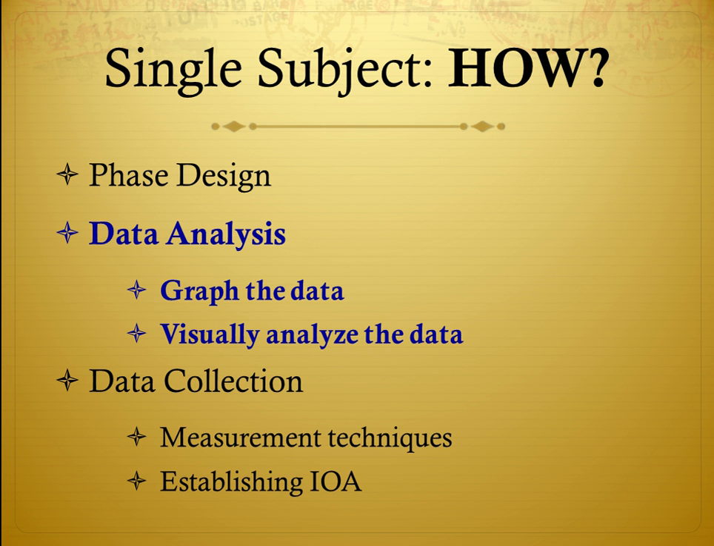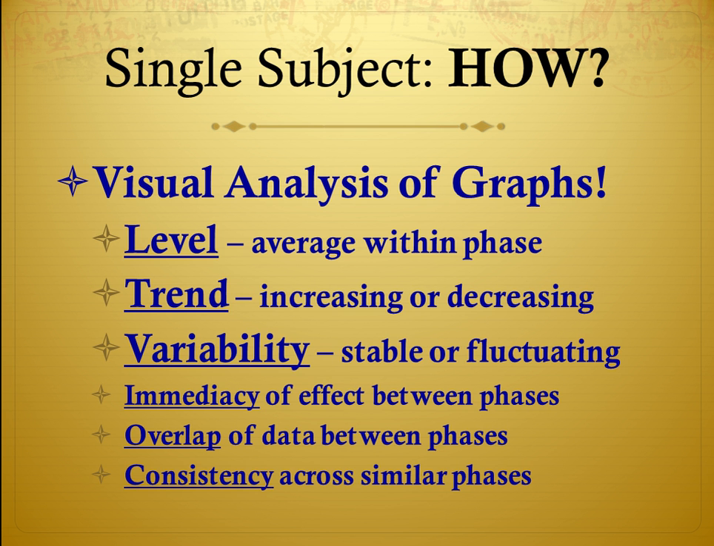We're going to look at a couple of examples now using visual analysis techniques that are long established and trusted within the world of behavioral research. The vocabulary that you need here includes level, trend, and variability. Those are the 3 most important concepts in visual analysis. More sophisticated analysis will include immediacy, overlap, and consistency.